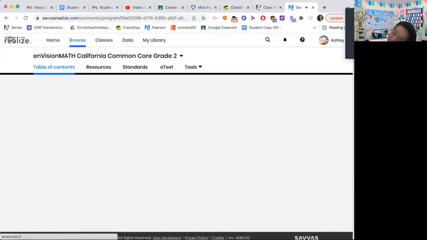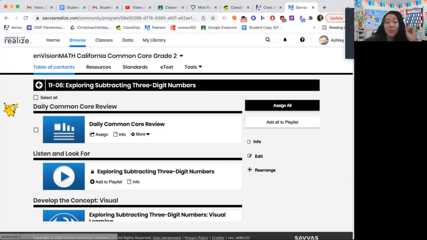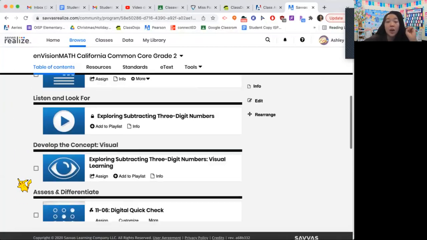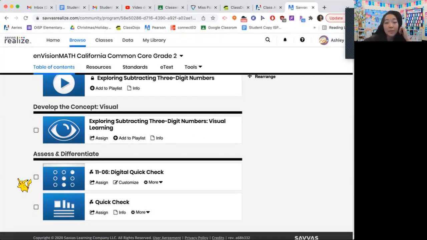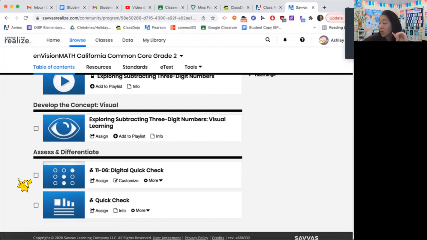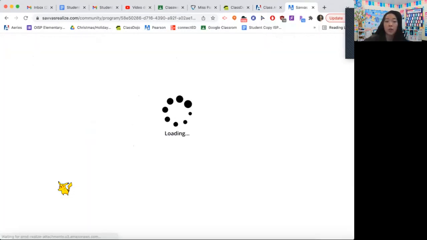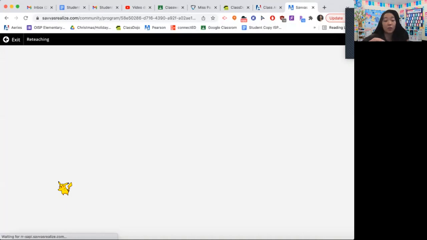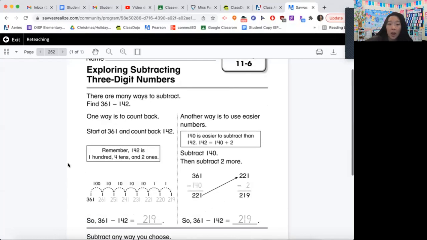All right, so let's go ahead and do our reteaching. Now, these ways are definitely helpful if it makes sense to you. Sometimes I feel like it is a little bit more work. So we will go through them and I will show you guys how to do them. However, if you're having trouble with one strategy, you are more than welcome to always try a different one. Okay. There are many ways to subtract.